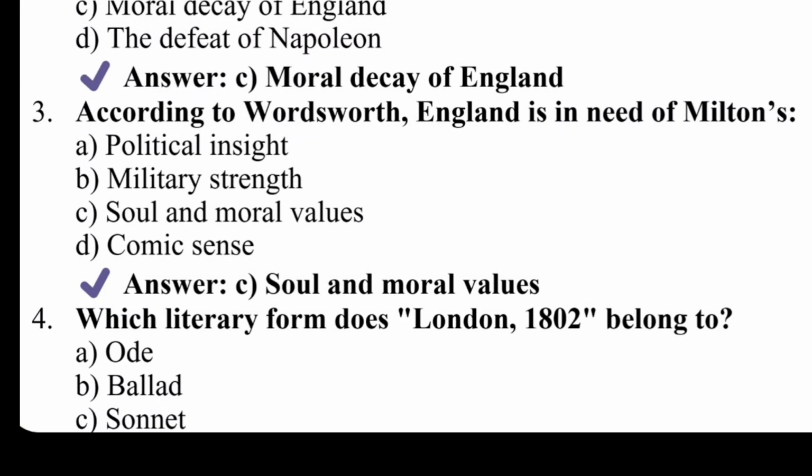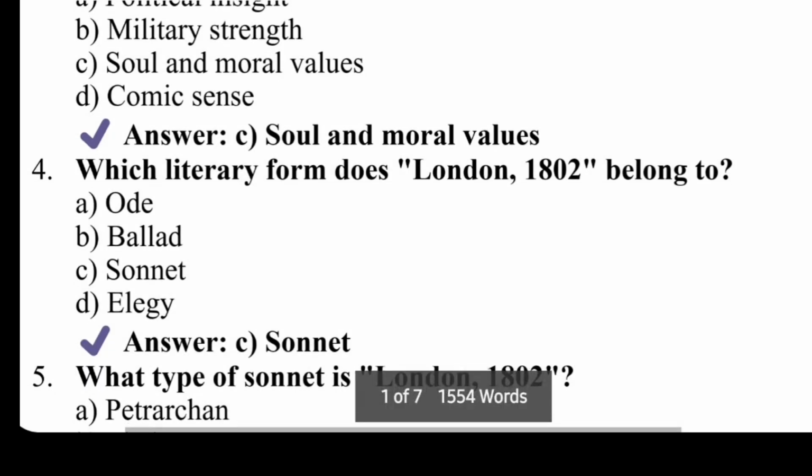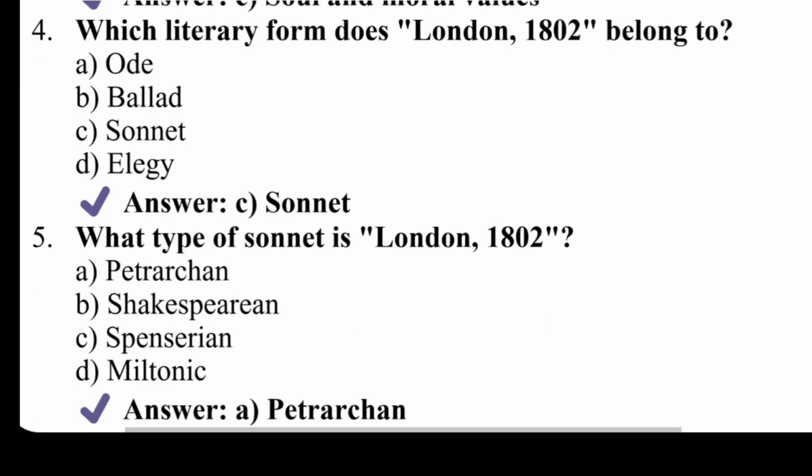So which literary form does London 1802 belong to? As usual, it is a sonnet. What type of sonnet is London 1802? It is a Petrarchan sonnet.